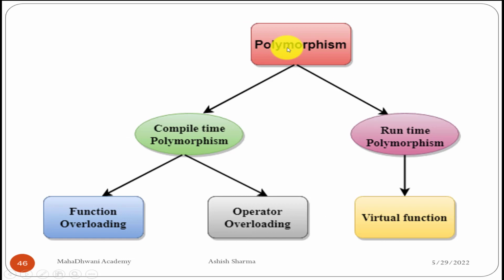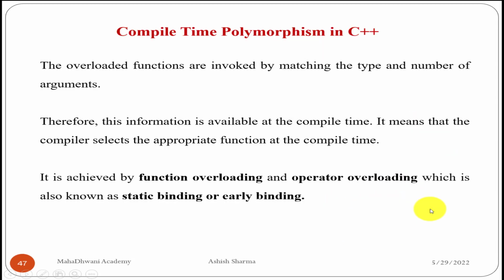Polymorphism we can see in graphical representation. Polymorphism has two types, compile time polymorphism and runtime polymorphism. Compile time polymorphism: function overloading and operator overloading. Runtime polymorphism is function overriding or virtual functions. Now, compile time polymorphism in C++ in detail.